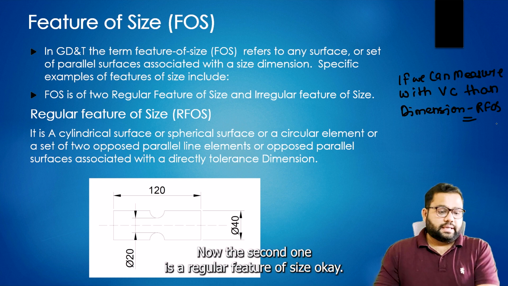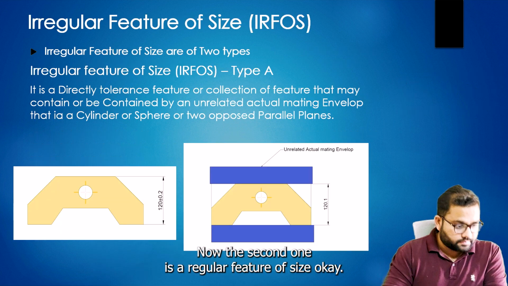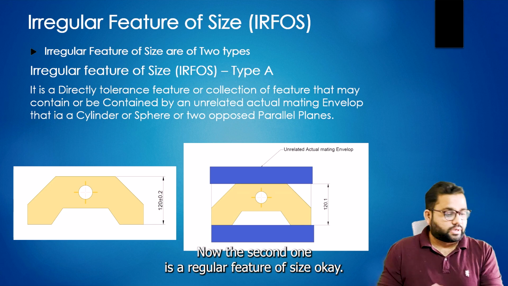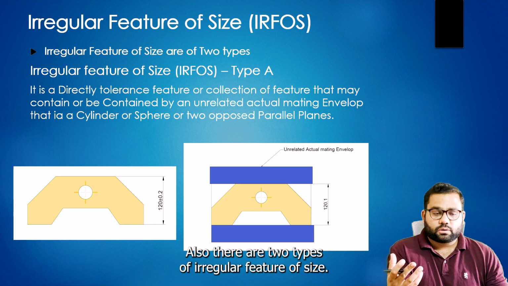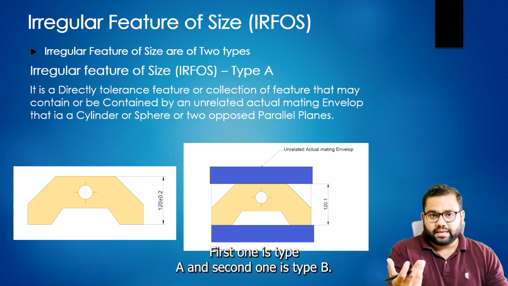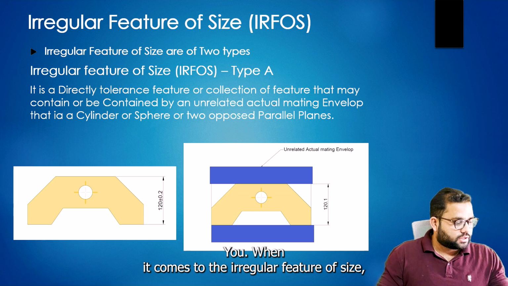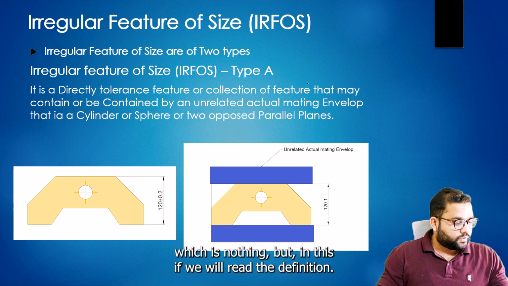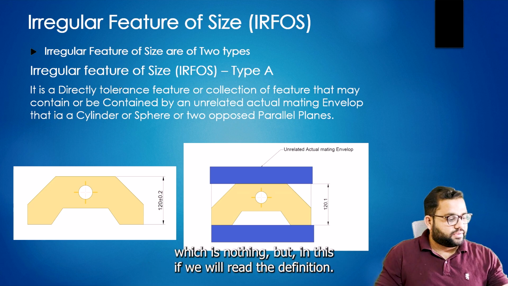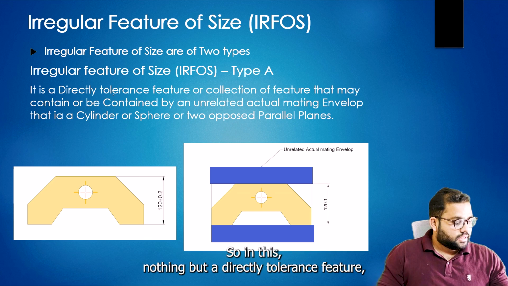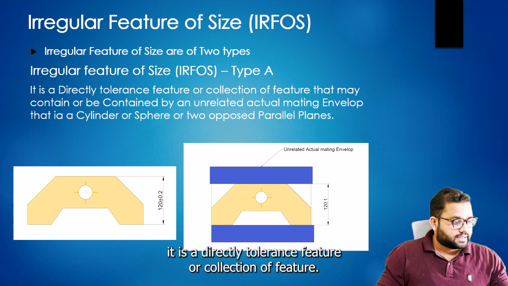Now the second one is irregular feature of size. In irregular feature of size also, there are two types: the first one is type A and the second one is type B. When it comes to the irregular feature of size, going with the definition, it is a directly toleranced feature or collection of features.